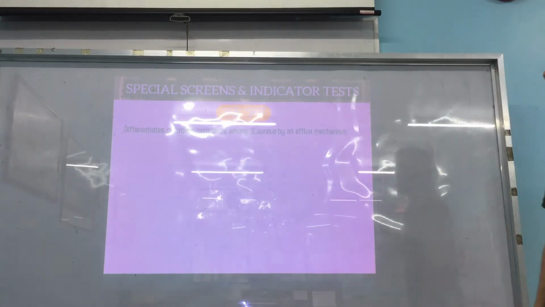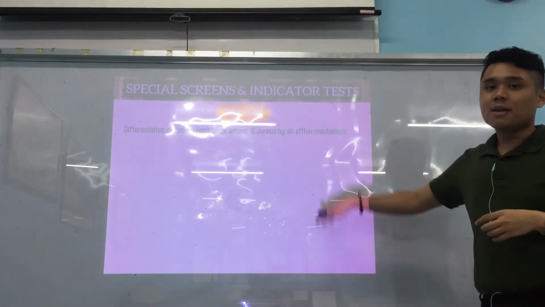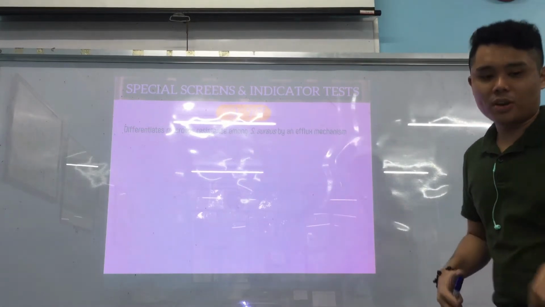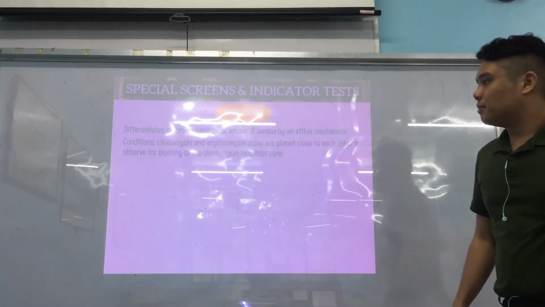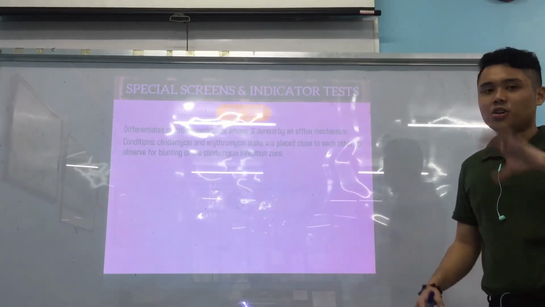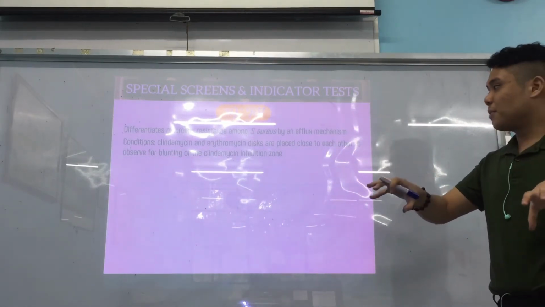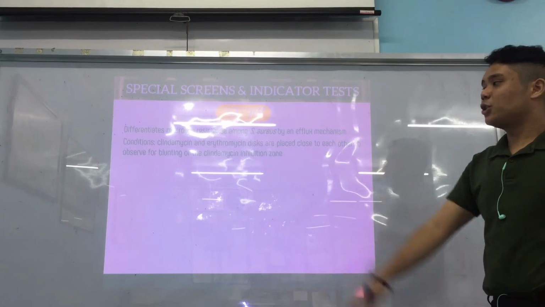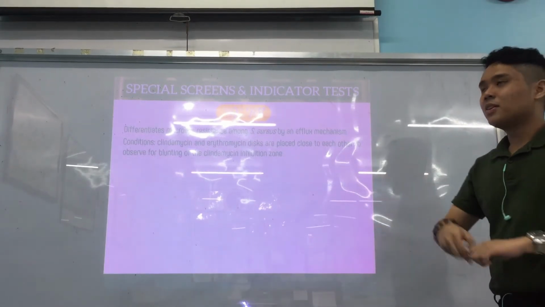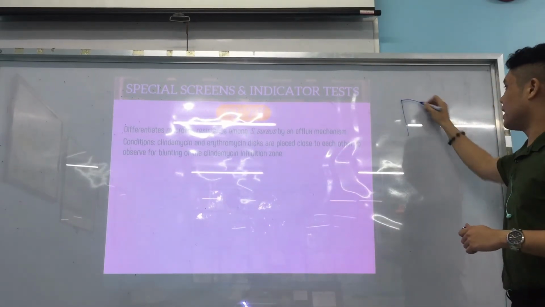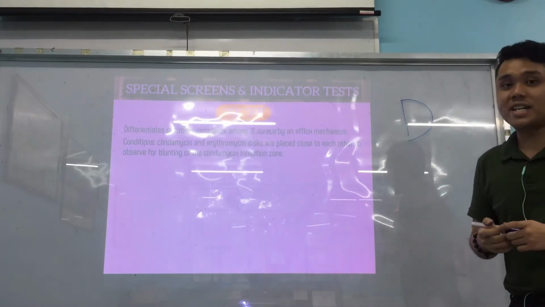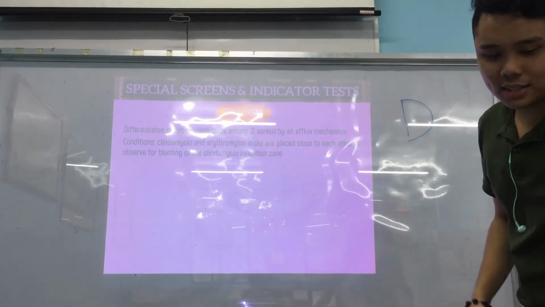It differentiates macrolide resistance among S aureus by an efflux mechanism. The conditions: you use clindamycin and erythromycin, placed close to each other but separate, and observe for blunting. That's why the appearance looks like the letter D. That's why it's known as the D test.